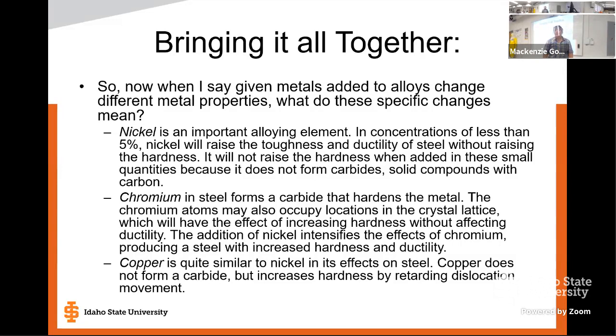If you needed to make a cask that could survive a drop onto a pole, would you want to add nickel to your metal, to your alloy? Yes.